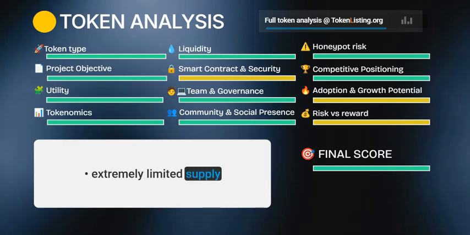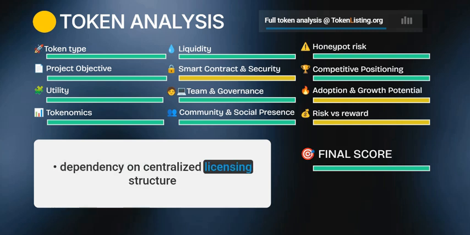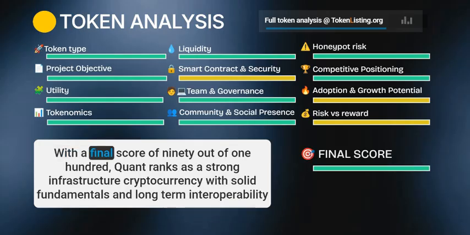Risk versus reward. Potential rewards: extremely limited supply, strong enterprise narrative, infrastructure-level use case. Key risks: enterprise adoption uncertainty, competition from other interoperability protocols, dependency on centralized licensing structure.